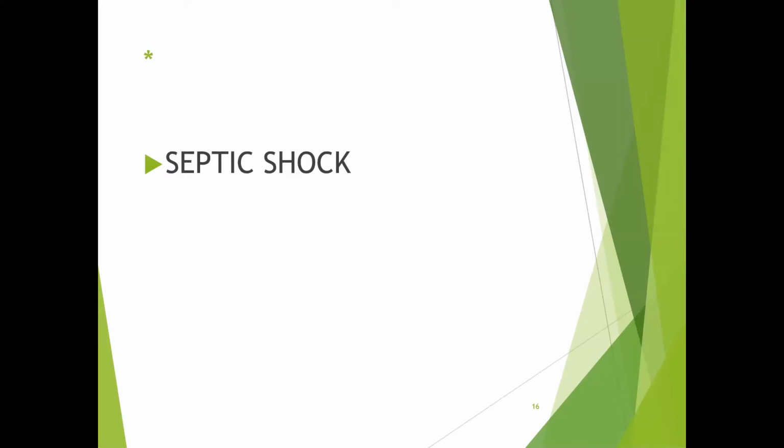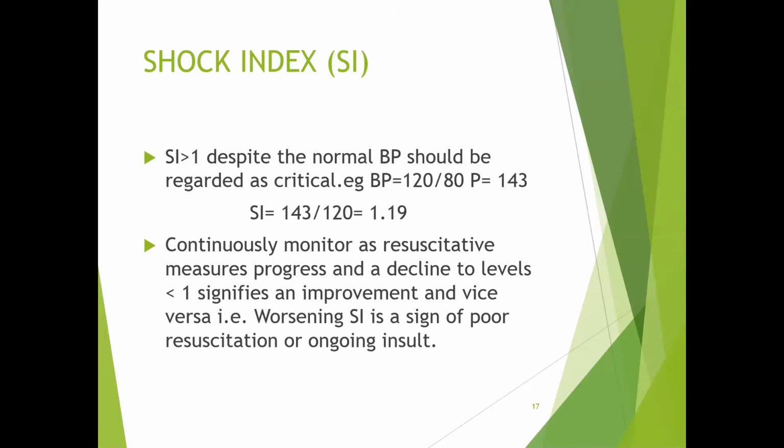When you look at the patient who's got septic shock, the shock index is basically your pulse rate divided by your systolic blood pressure. Your shock index should never be equal to or more than 1. If you assess the patient and their shock index is greater than 1, despite a normal blood pressure, this should be regarded as critical.